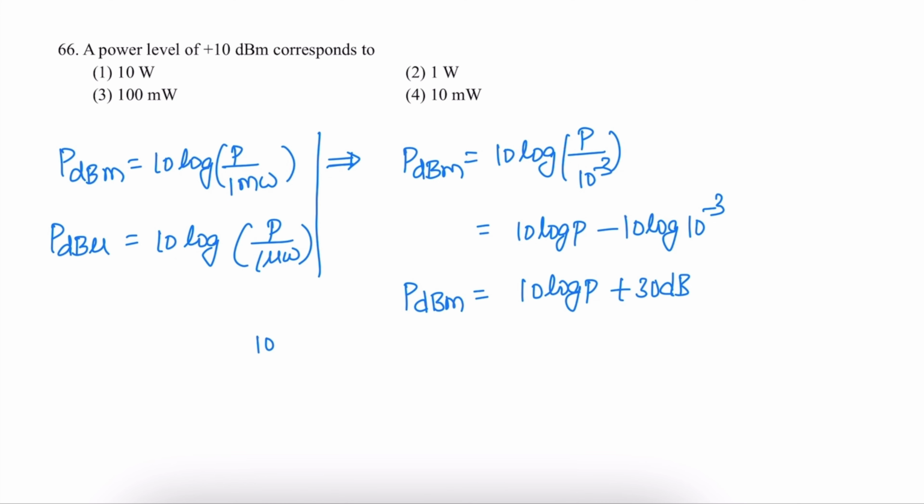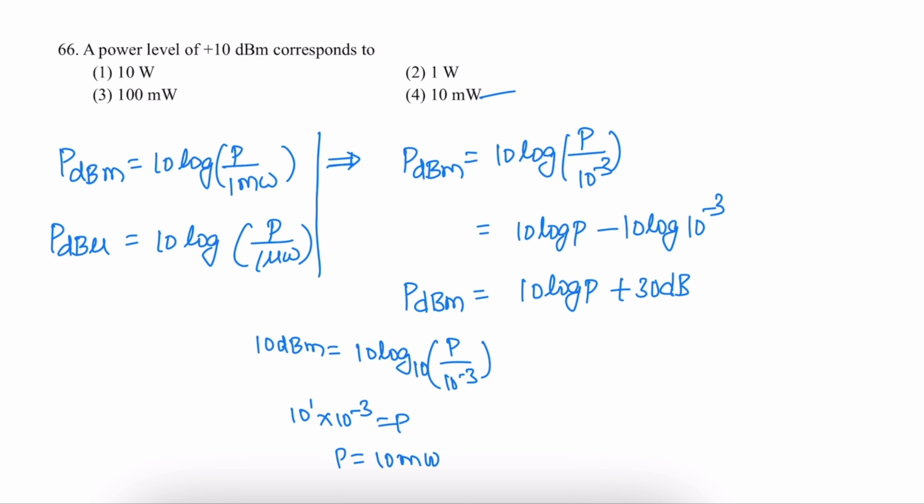Given 10 dBm. So 10 dBm is 10 log base 10 of power, with power in units of 10 to the power minus 3. So the value is 1 into 10 to the power minus 3, that is the power. So power P is 10 milliwatt. Option 4.